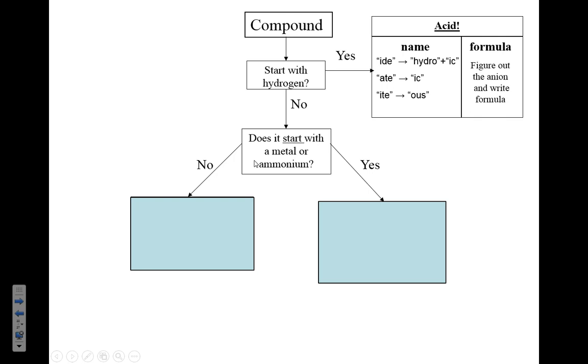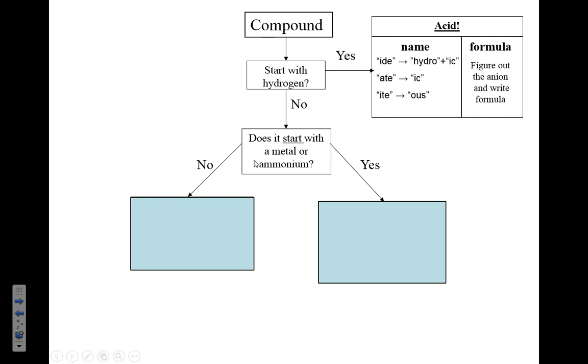Once we know what the anion is, that's going to tell us how many hydrogens we need, because the total charge has to be neutral. And if it's a -2, that means stick 2 hydrogens at the beginning. So with acids, the biggest thing is remembering the naming idea: ides become hydro-ic, ates become ic, and ites become ous. That's the key to acids. And how do we know it's an acid? It starts with hydrogen. Look at that first.